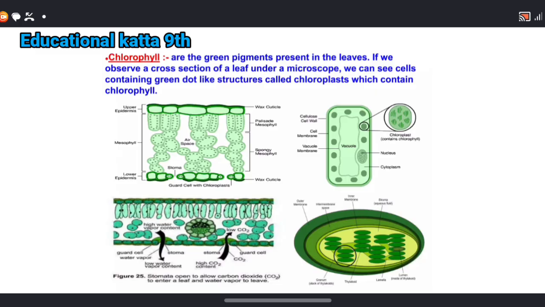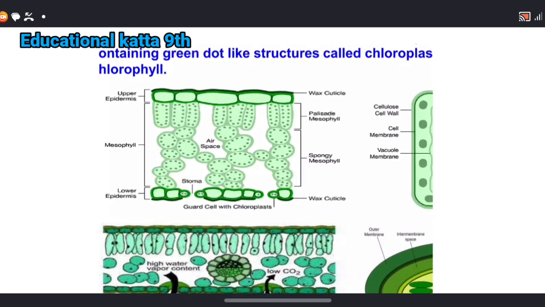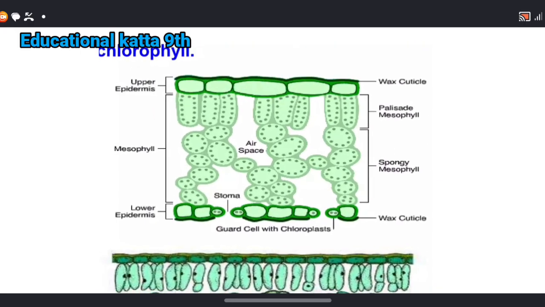Now chlorophyll are the green pigments present in the leaves. If we observe a cross section of leaf under a microscope, we can see cells containing green dot like structures called chloroplast, which contains chlorophyll. This diagram is also important. Mesophyll cells, upper epidermis, lower epidermis, wax cuticle, palisade mesophyll, spongy mesophyll, then stoma.